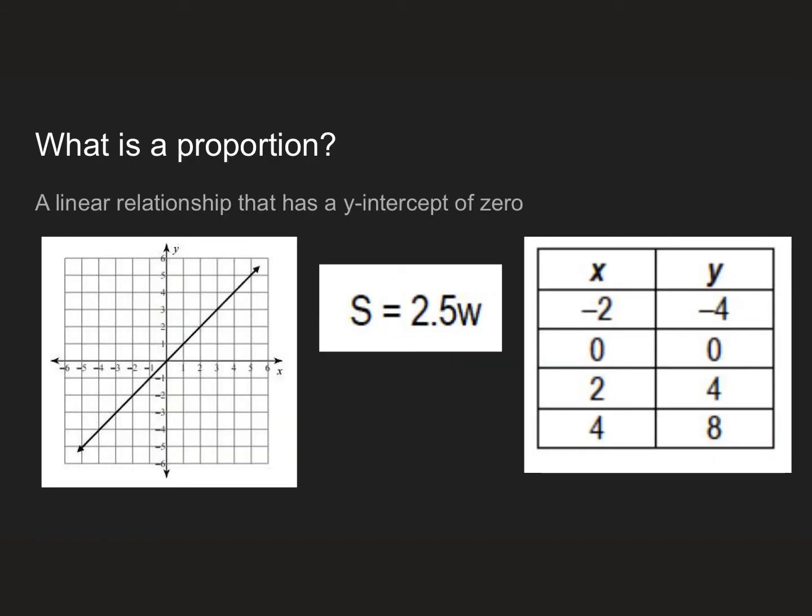So what is a proportion? A proportion is a linear relationship that has a y-intercept of 0. You can see what it looks like in a graph. You'll see that it goes through the origin, the point where the x and y axis meet. If I'm looking at an equation, you will see there's nothing added or subtracted from my input. If I am looking at a table, I will see that my y-intercept is 0. So when x is 0, y is 0.